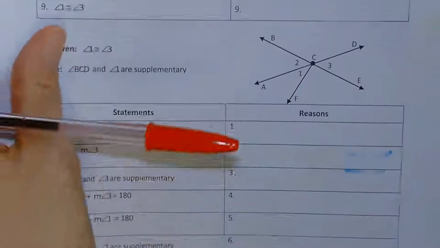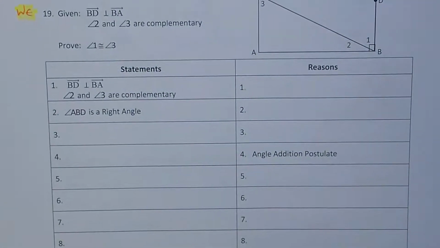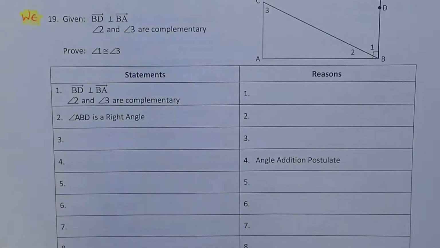Okay, we have one more. So we're going to do number 19. 19 is almost all blank, which is pretty scary. You will not have to do this on a test by yourself. I'm just showing you how it would be if you were filling in almost a whole proof by yourself.